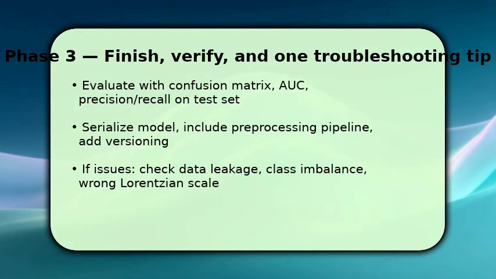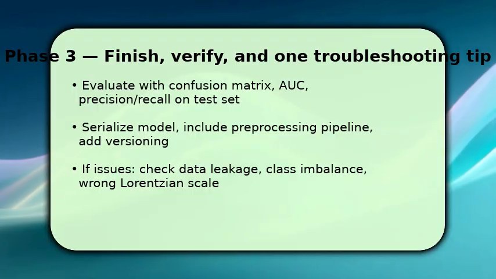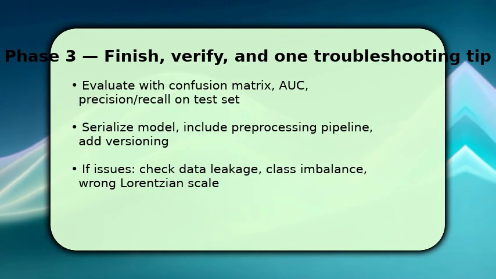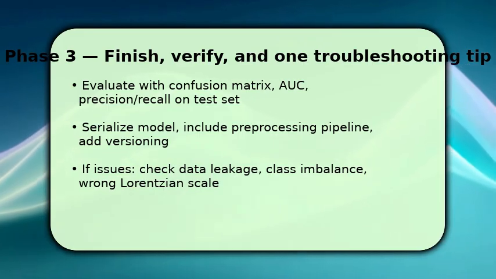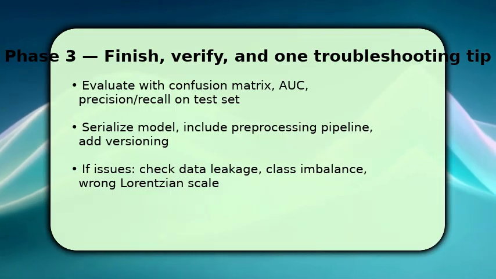You finish by evaluating on the held-out test set using confusion matrices and AUC to quantify performance, then measure precision and recall for class-specific concerns. Once satisfied, serialize the model plus the preprocessing pipeline and add versioning metadata so deployments are reproducible.